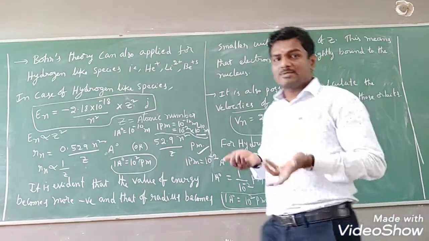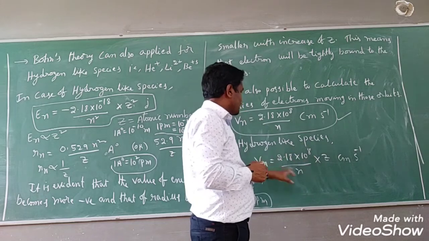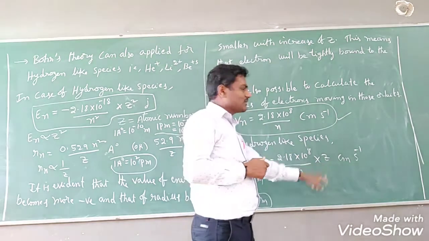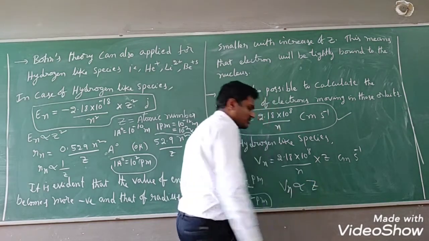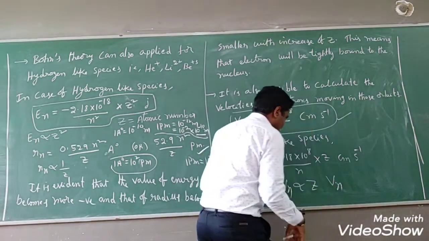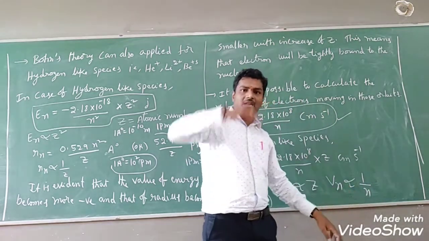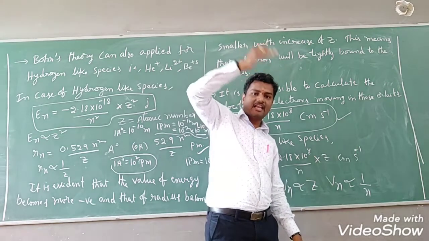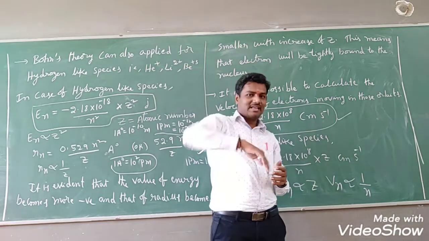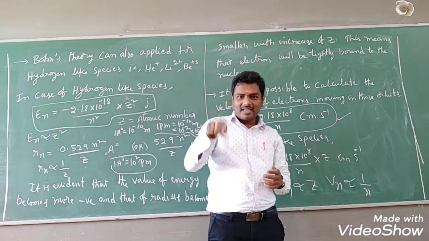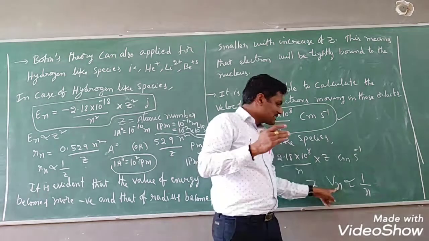In case of hydrogen-like species, what is the formula? Just the whole top you can multiply with z, students. Z is nothing but what? Atomic number. That means what we can say? Velocity of an electron is directly proportional to z. Velocity of an electron in nth orbit is inversely proportional to n. Number of orbits increasing, velocity of an electron decreasing. Right now, size of orbit is more, then the velocity is very less. Size is small, then the electron can easily rotate with high speed, right? So that's why whenever the orbit number increases, velocity decreases.